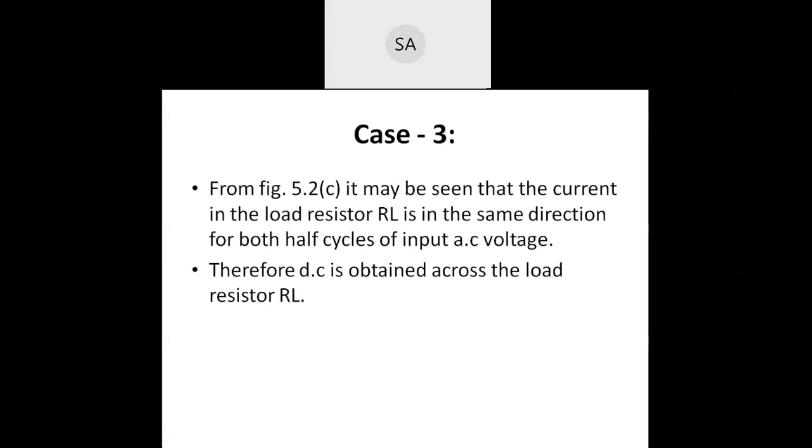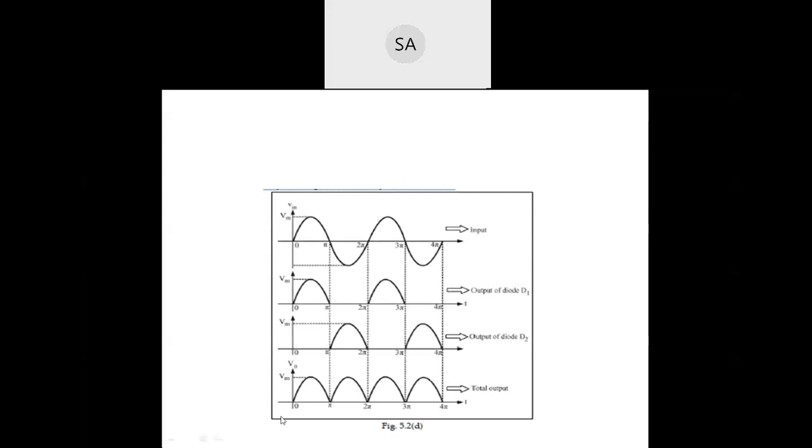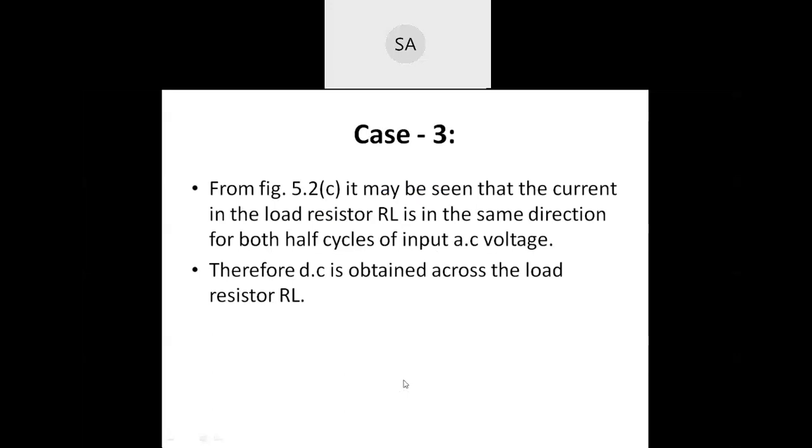In case 3, we have the figure 5.2F, that is the circuit waveforms. It may be seen that the current in the load resistor RL is in the same direction for both half cycles of the input AC voltage. From this circuit diagram, during both the positive and negative half cycles, the current is in the same direction. So there is no alternating. Therefore, DC is obtained across the load resistor RL.